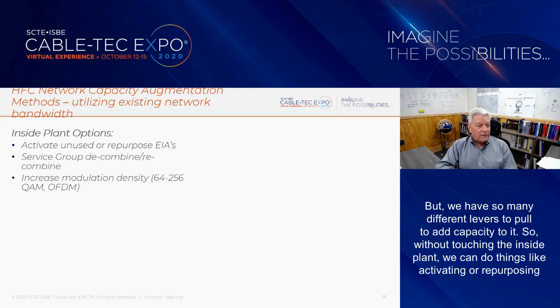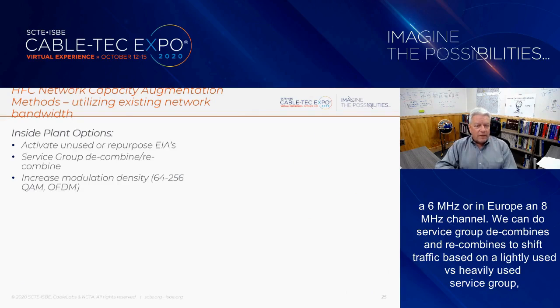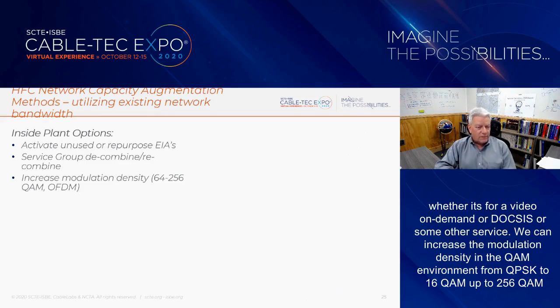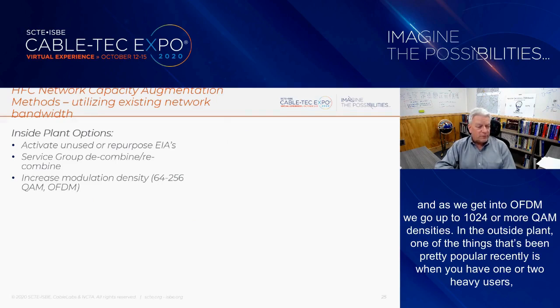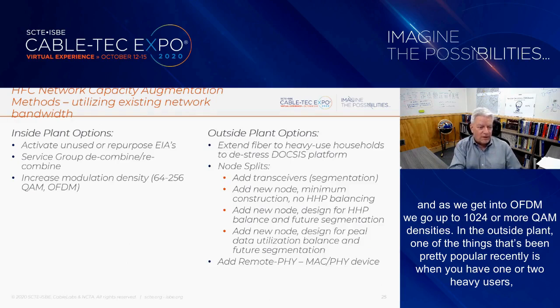So without touching the inside plant, we can do things like activating or repurposing a 6 megahertz, or in Europe, an 8 megahertz channel. We can do service group decombines and recombines to shift traffic based on a lightly used versus heavily used service group, whether it's for video on demand or DOCSIS or some other service. We can increase the modulation density in the QAM environment from QPSK to 16 QAM up to 256 QAM, and then as we get into OFDM, we can go up to 1024 or more QAM densities.